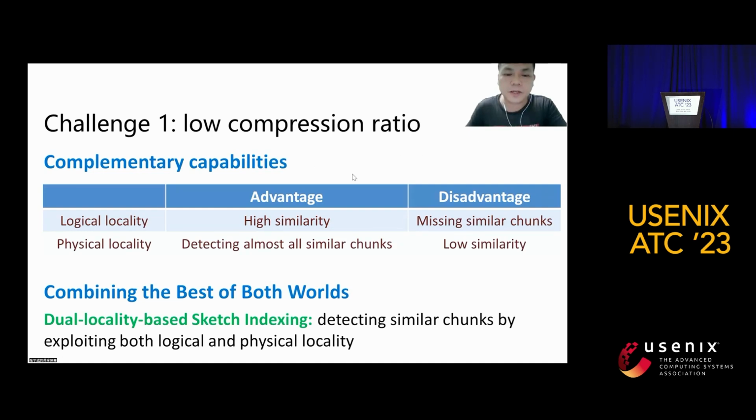Logic locality and physical locality have complementary capability for detecting similar chunks. Based on this, we propose dual locality-based sketch indexing to detect similar chunks by leveraging both logic and physical locality. Our approach indexes chunks of the last backup to capture highly similar chunks by leveraging logic locality, and indexes chunks in the containers that hold the above-mentioned chunks to capture similar chunks stored in these containers by exploiting physical locality.